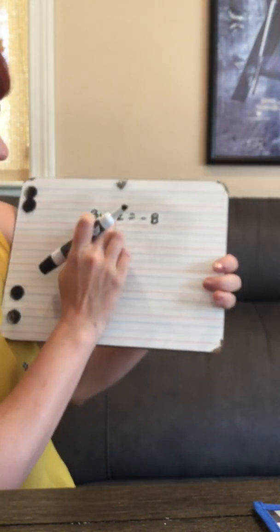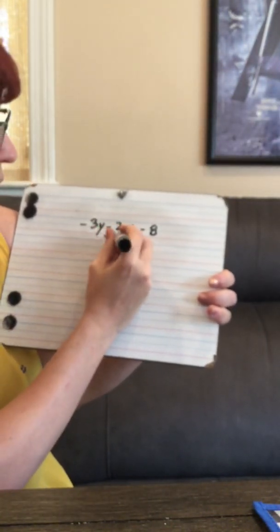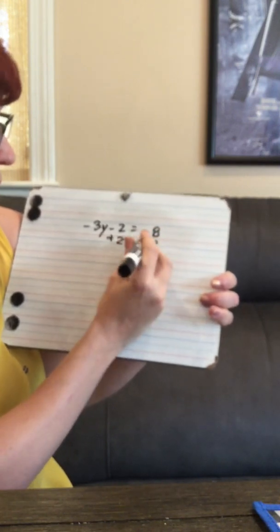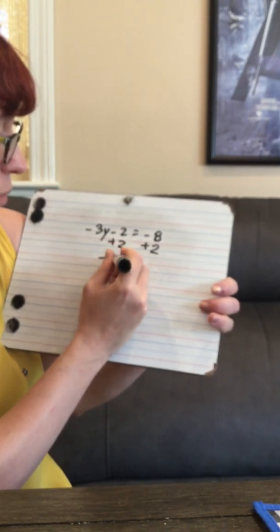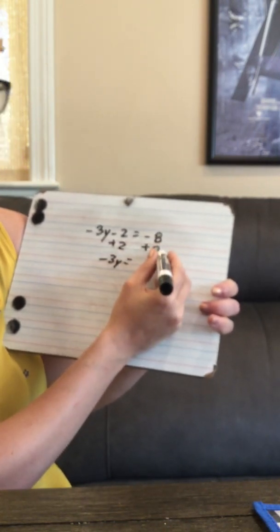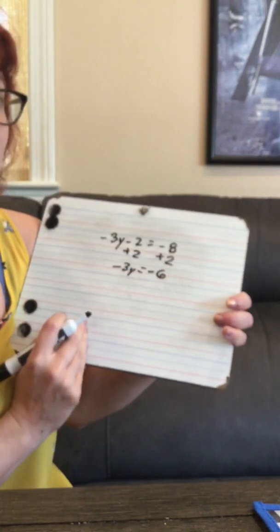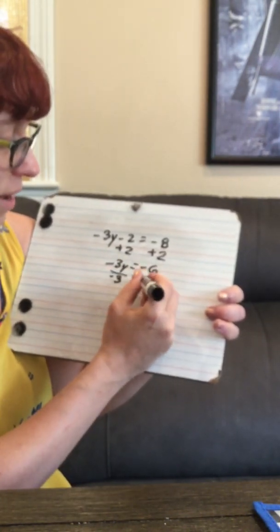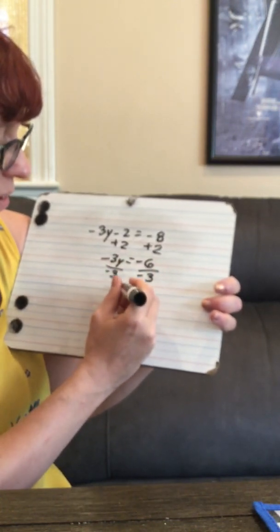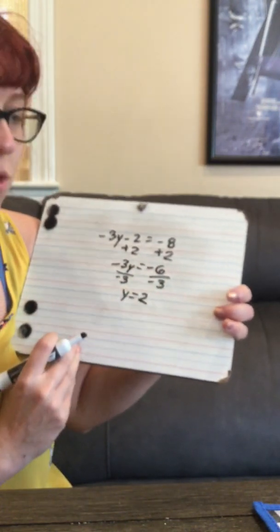Okay, so let's do one more negative and see how it goes. Negative 3y minus 2 equals negative 8. Okay? So, in order to get to that minus 2, we need to plus 2. So that's going to subtract because it's the opposite. So it's negative 3y equals negative 8 plus 2, negative 6. Okay? We're going to divide by 3. Negative and negative. So y equals 2.